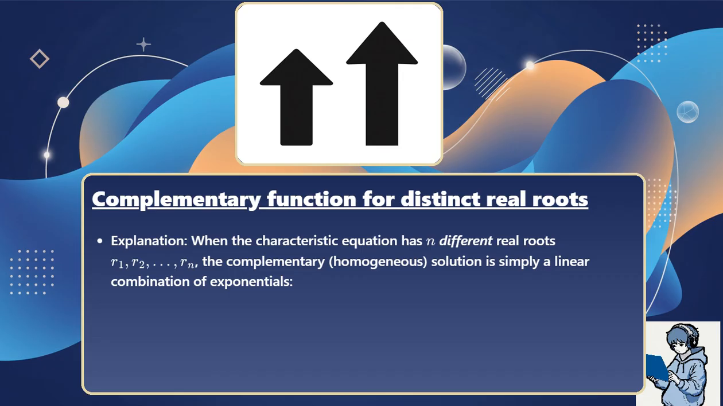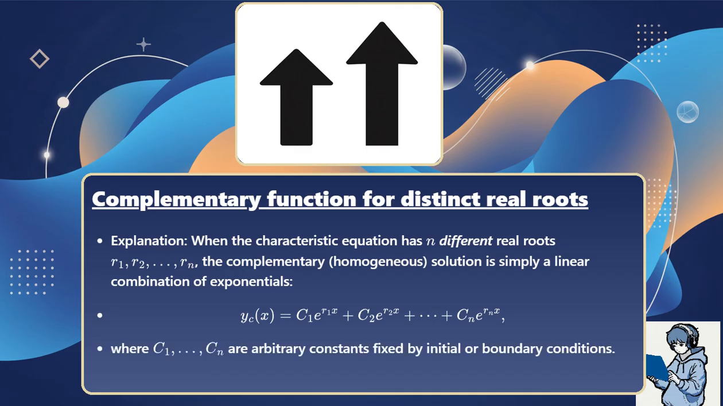Explanation. When the characteristic equation has n different real roots r1, r2, ..., rn, the complementary homogeneous solution is simply a linear combination of exponentials. y_c(x) equals c1 e^(r1 x) plus c2 e^(r2 x) plus ... plus cn e^(rn x). c1 through cn are arbitrary constants fixed by initial or boundary conditions.